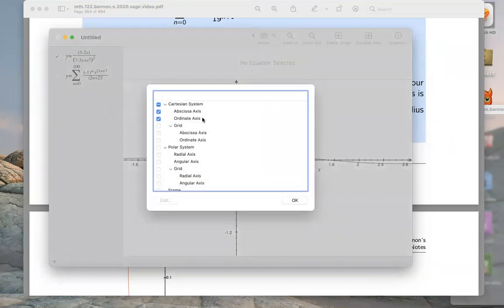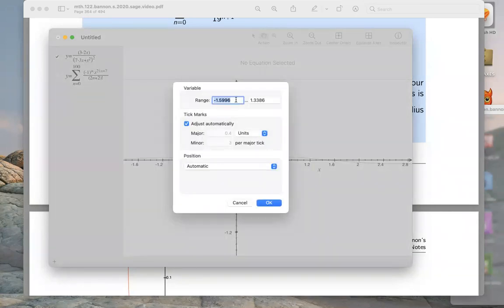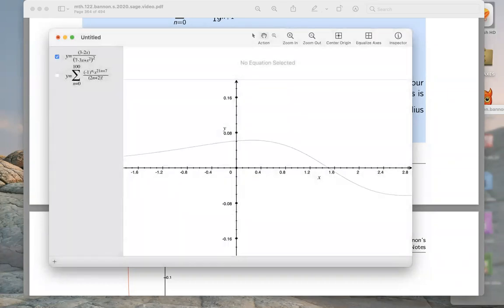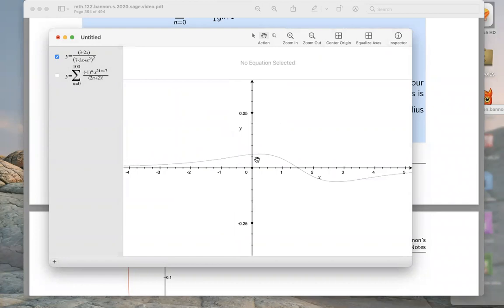And that's going to be the ordinate, right? So I'm going to edit, and I'm going to say minus 0.2 to 0.2. Right, I'm seeing a better picture now. I'm going to zoom out a little bit, and I'm seeing a pretty good picture here now. I'm going to move it around a little more.